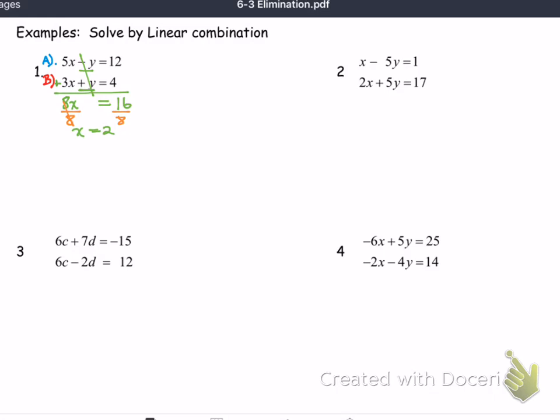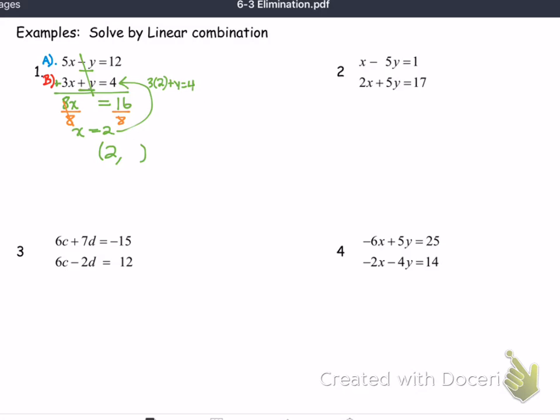And so again, a solution is the same thing as before. We're looking for a coordinate point. So right now our coordinate point is going to be 2 comma something, this y. And so now we're going to take this 2 that we just found for x and plug it into either line A or line B. It really doesn't matter. So if you plug it into line B, then you have 3 times 2 plus y equals 4, and then you just solve that.